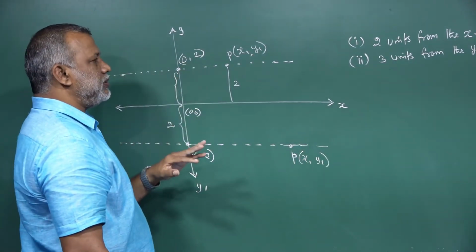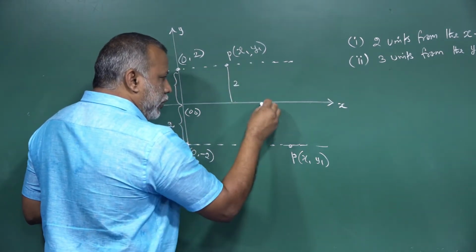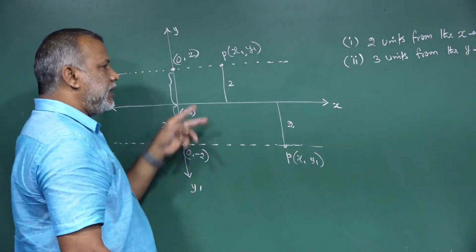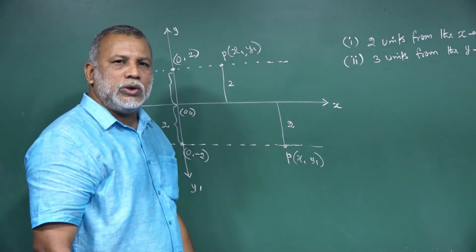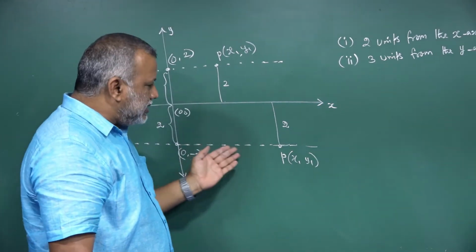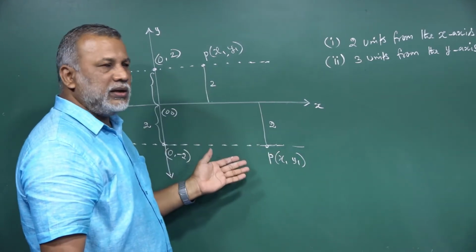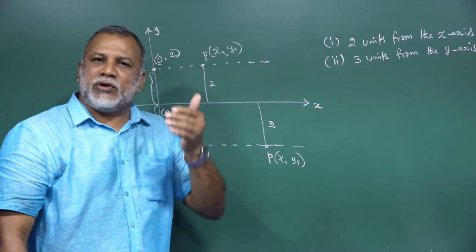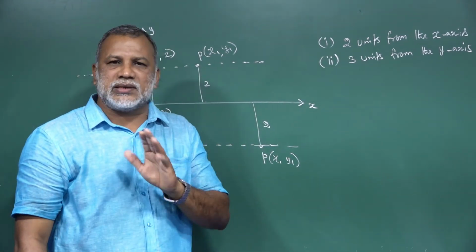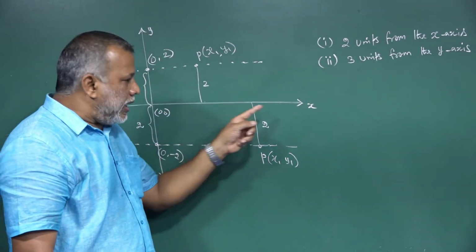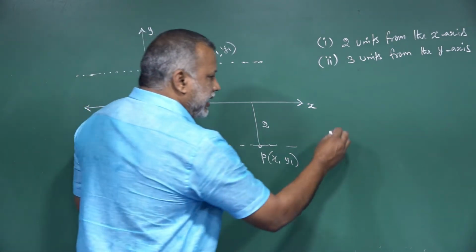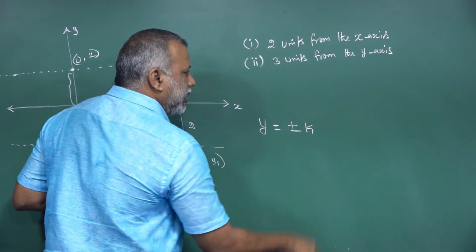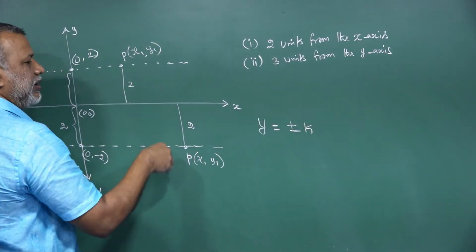Here (0, +2). This is a 2 units distance. Here also the distance must be positive only. 2 units distance. This is also 2 units distance. Now this is the required equation of the line. These two lines are parallel to the x-axis. From your lower classes onwards, you already discussed the equation of a line parallel to the x-axis. Its equation must be y equal to plus or minus k.